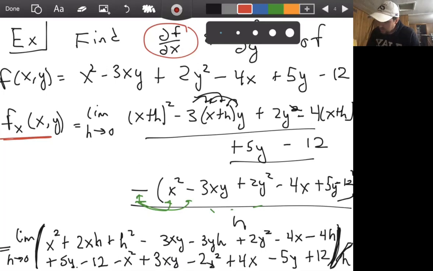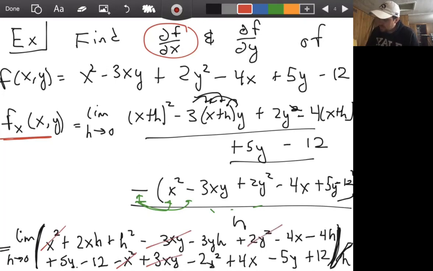And so I look and say, okay, well, here's an x squared, here's a negative x squared. Here's a negative 3xy, here's a positive 3xy. Here's a plus 2y squared, here's a minus 2y squared. Here's a plus 4x, here's a minus 4x. Here's a plus 5y, here's a minus 5y. And then I have a minus 12 and I have a plus 12. And I think that's it for simplifying. So what's left? So we have 2xh plus h squared minus 3yh minus 4h over h, right?